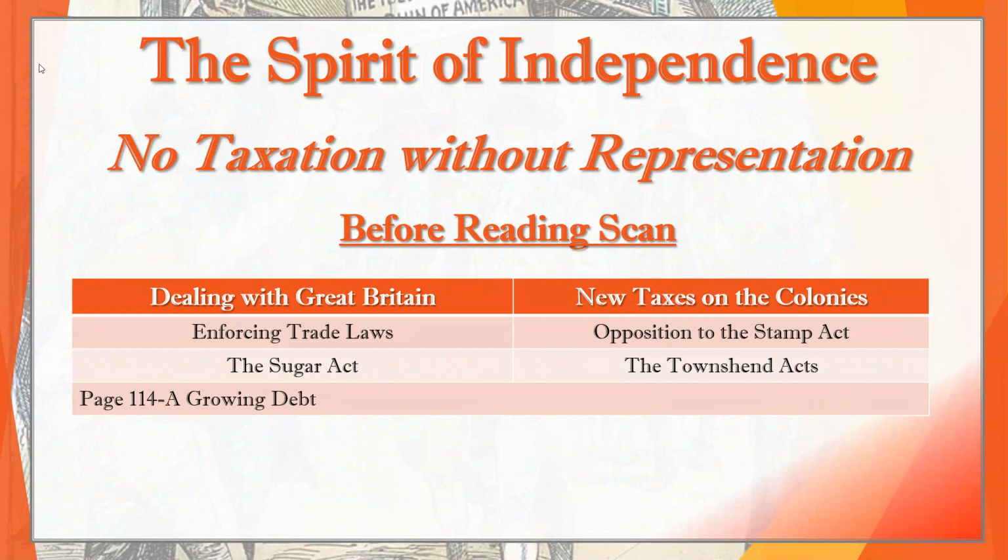New taxes on the colonies includes opposition to the Stamp Act and the Townshend Acts. And we're seeing this word act come up quite a bit. These are basically laws and policies applied to the colonies. On page 114, we will stop and look at a growing debt. That particular caption is really interesting, and it has something to do with objectivity in this matter. We'll get to that.